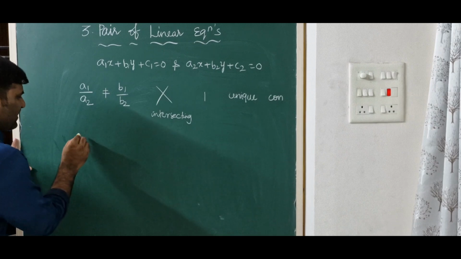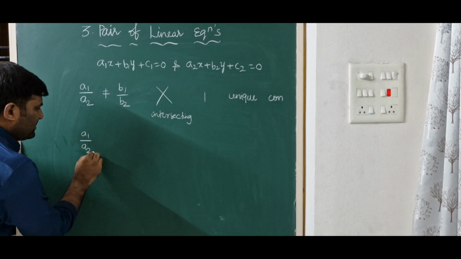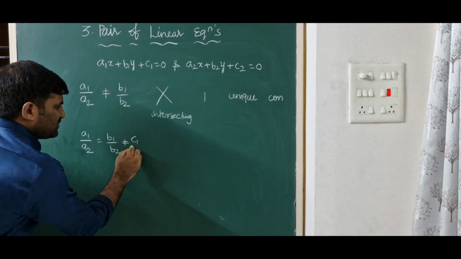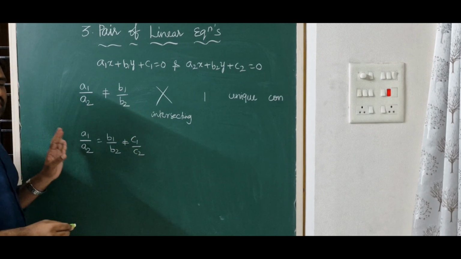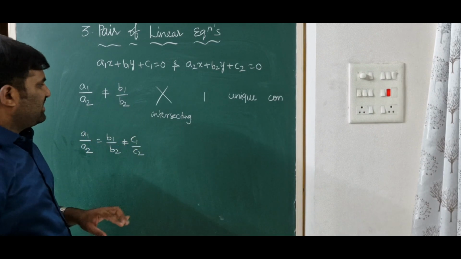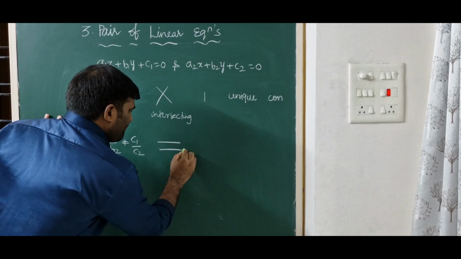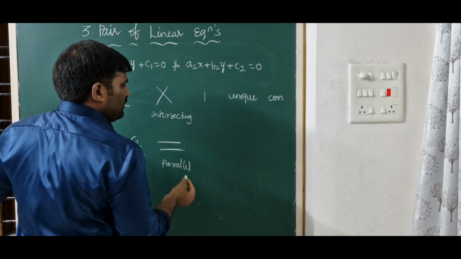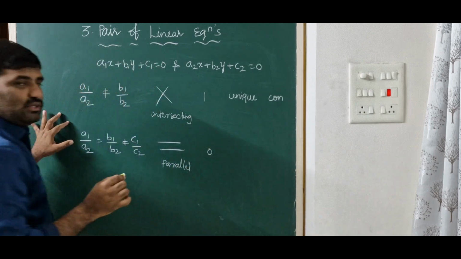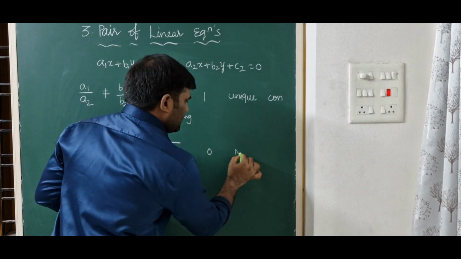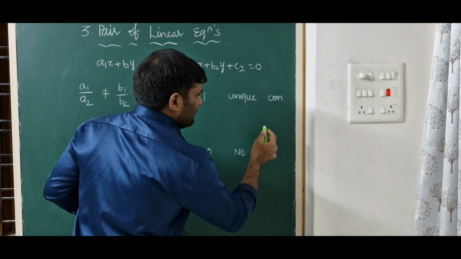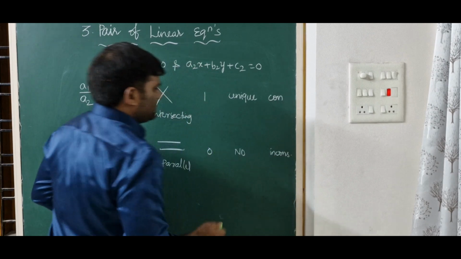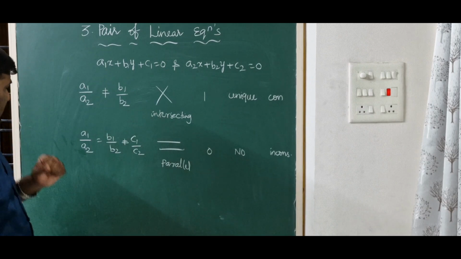Next, where the ratio a1 by a2 is equal to b1 by b2, that means the first two ratios are equal and the third ratio is not equal: a1 by a2 is equal to b1 by b2 is not equal to c1 by c2. The lines are parallel. You will get parallel lines in the graph for this question. When the lines are parallel, there is no solution. We can say that there is no solution, and the lines are inconsistent. The given equations are inconsistent.